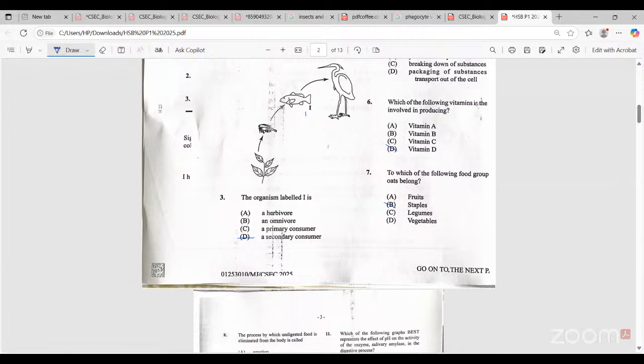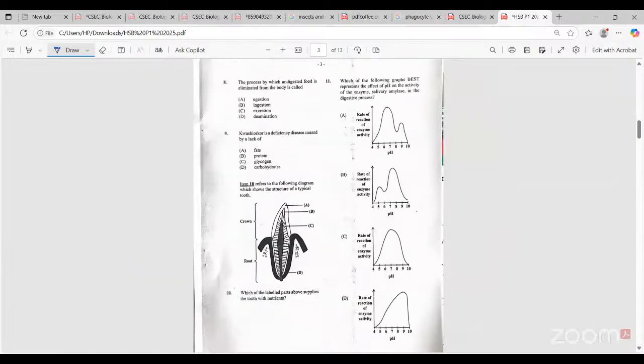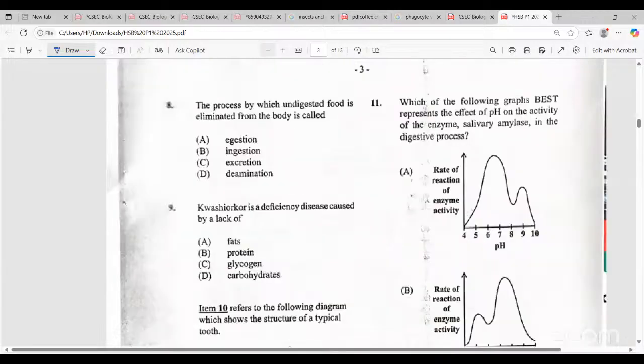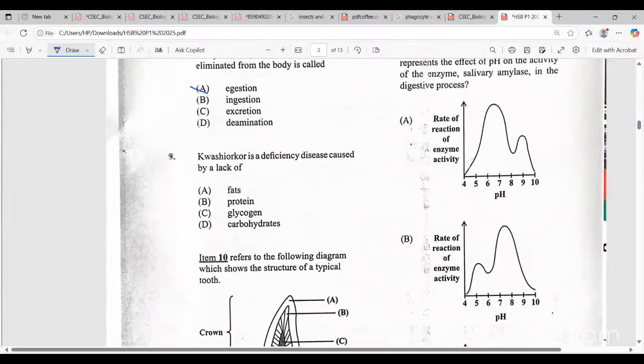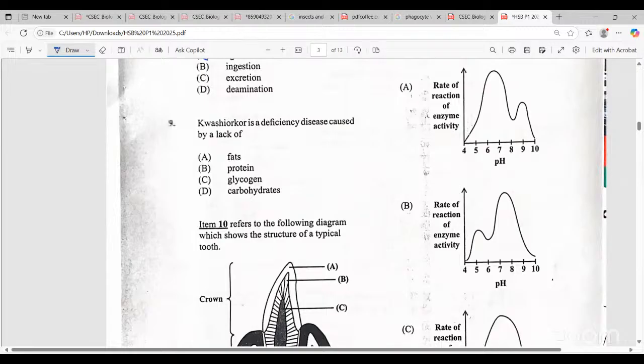Next one says, the process by which undigested food is eliminated from the body is referred to as digestion, all right? 9, kwashiorkor is a deficiency disease caused by lack of protein, all right?